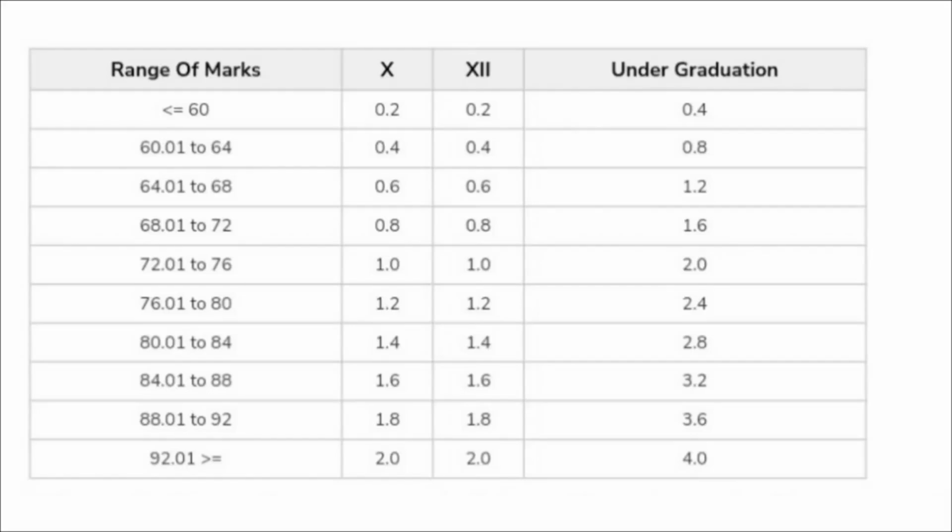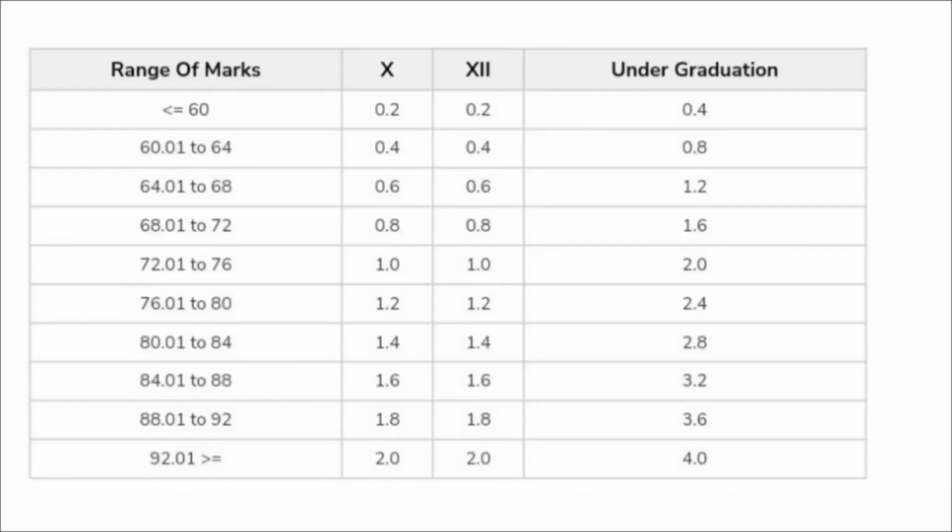If it is between 80 to 84, class 10th and 12th have 1.4 marks weightage, and graduation has 2.8 marks weightage. If it is between 84 to 88, class 10th and 12th have 1.6 marks weightage, and graduation has 3.2 marks weightage. If your percentage ranges between 88 to 92, class 10th and 12th have 1.8 marks weightage, and graduation has 3.6 marks weightage. If it is more than 92%, class 10th and 12th have 2 marks weightage, and graduation has 4 marks weightage.